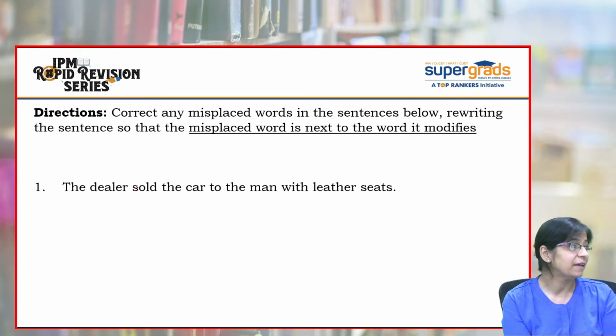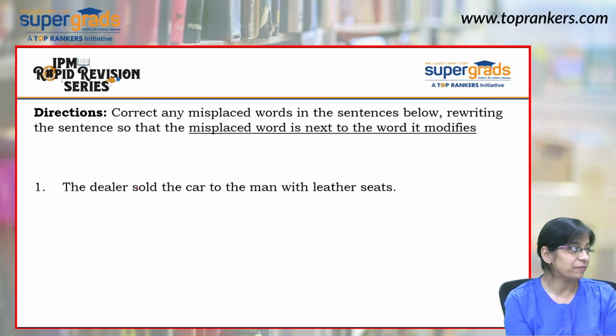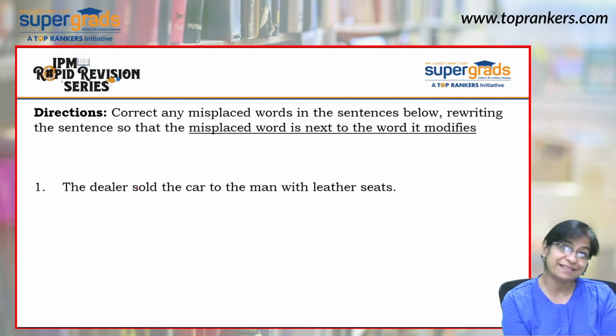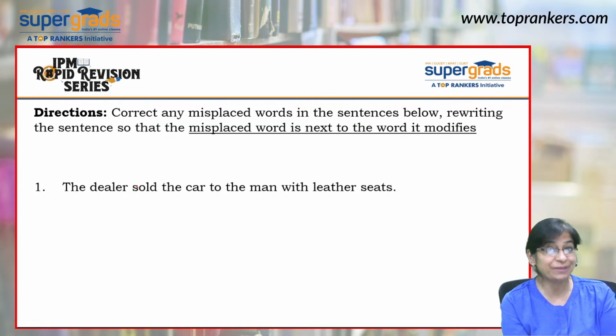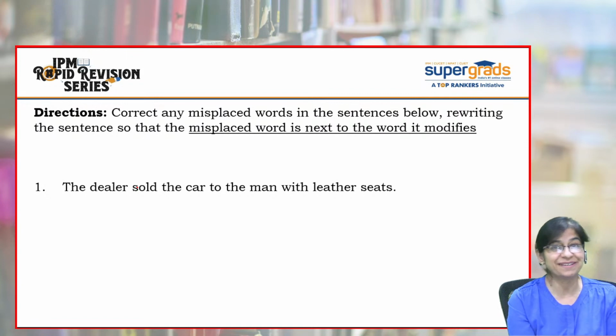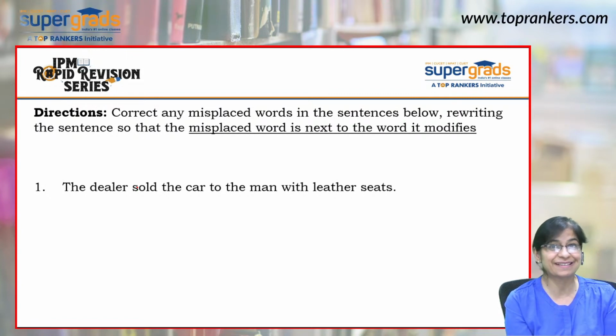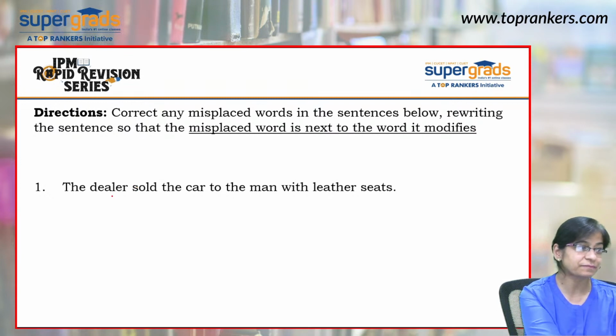So let's see. The first one says, hello, Shambhavi. Well, there's a very good question for you, for all of you, I'd say. Let's see if we can answer this one. This says, the dealer sold the car to the man with leather seats. Now, what part of the sentence do you think is misplaced in this sentence? Let's do it together.